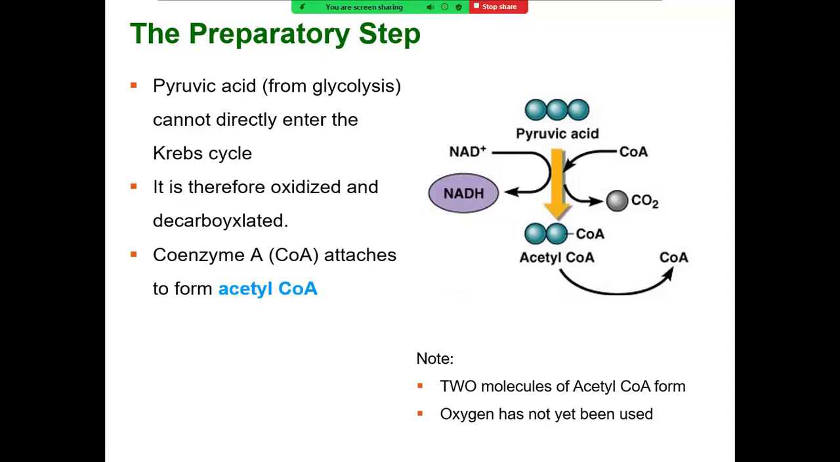Now, for each molecule of glucose, you generate 2 pyruvic acid molecules. So the preparatory step runs 2 times for each molecule of glucose. Any question about any of that?